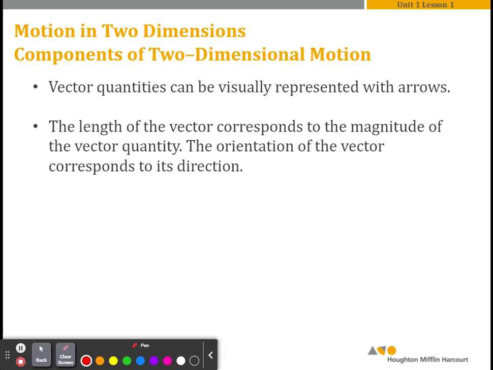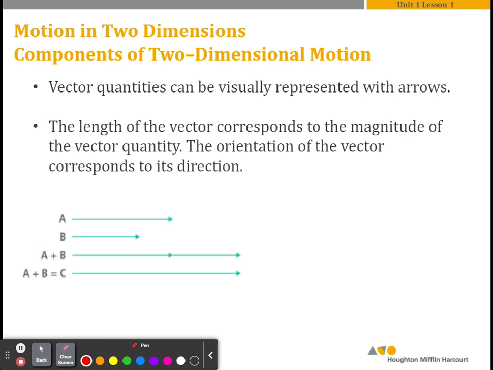So if you're going to show something has twice the velocity of another object, if object B has twice the velocity of object A, then the arrow that you draw to represent the velocity of object B should be twice as long, and it should be pointed in the correct direction.